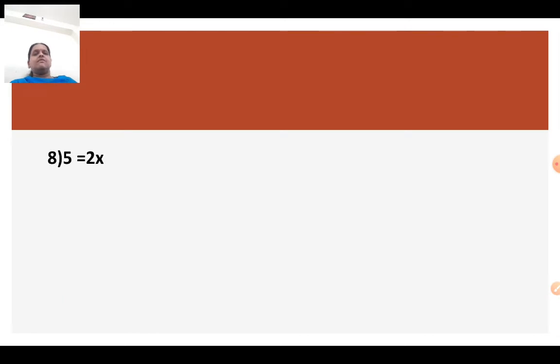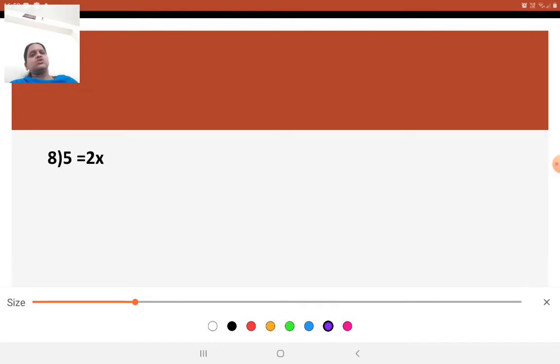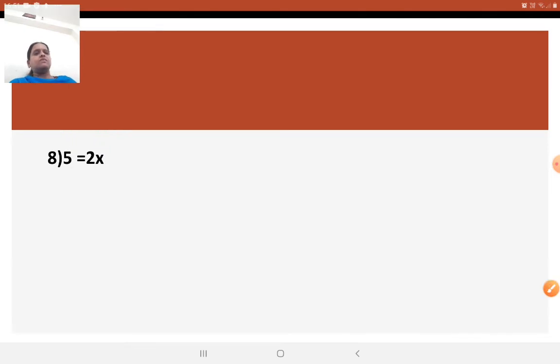So see the 8th one, pi equal to 2x. Now again this sum can be solved by 2 methods. How? You can shift the 2x to the left hand side and write it as pi minus 2x, or you can shift the pi to the right hand side and make it 2x minus pi equal to 0. In both ways you will get a different answer, but the answer will be correct. So let us solve it by any one of the methods.